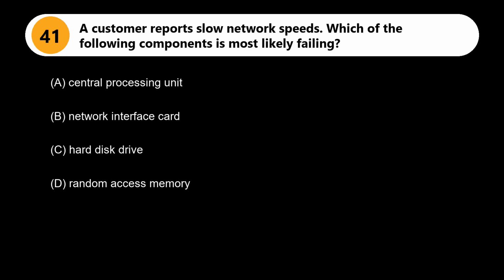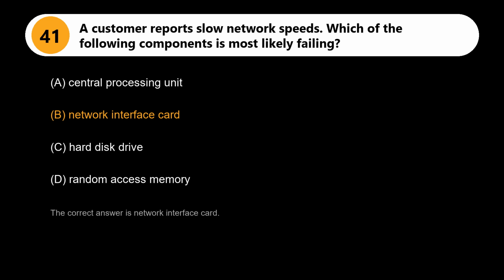Question 41. A customer reports slow network speeds. Which of the following components is most likely failing? Option A, central processing unit. Option B, network interface card. Option C, hard disk drive. Option D, random access memory. The correct answer is option B, network interface card.